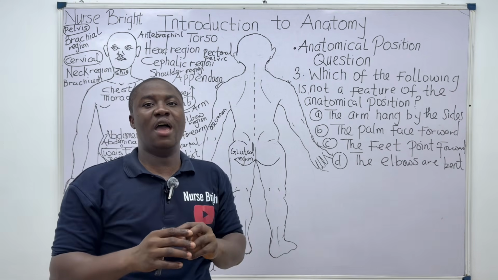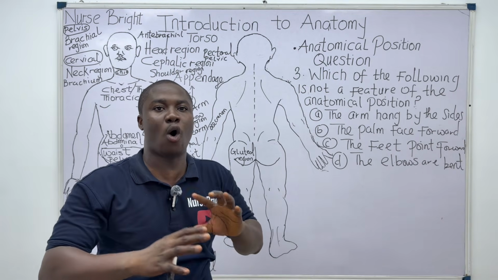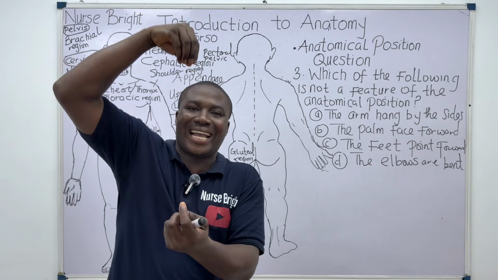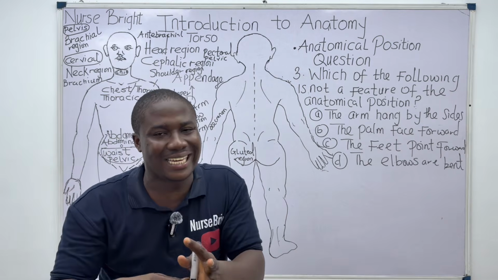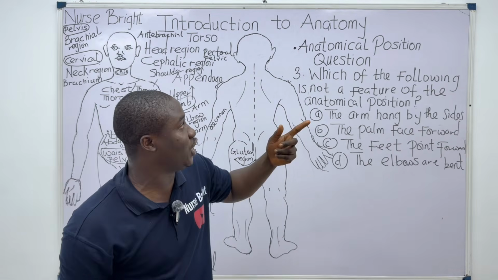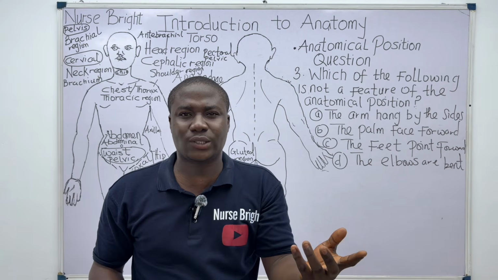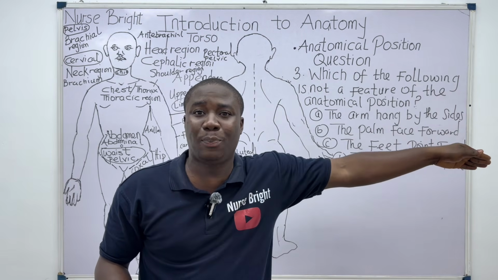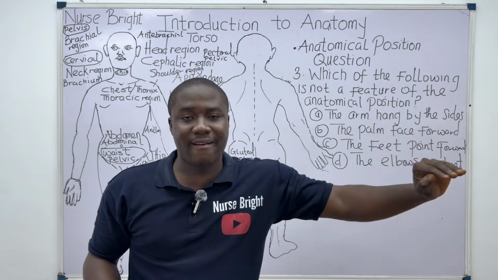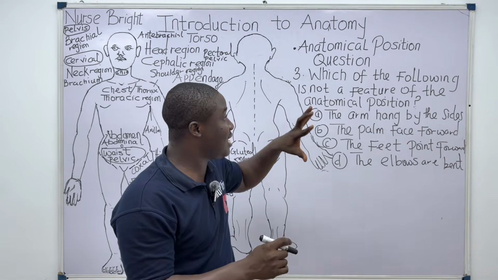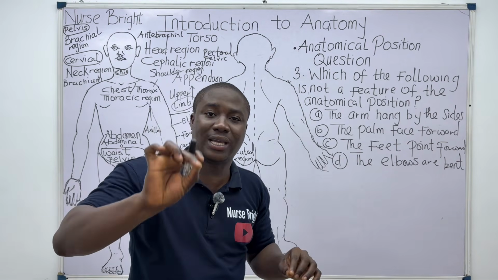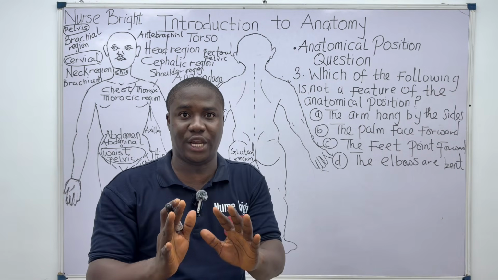We are coming, because I told you that for us to be able to understand where exactly the body parts are located, we need to understand the following, which include number 1, anatomical position. The next we talked about was the anatomical planes, and lastly, directional terms. So you can see that we are still on anatomical positions. We are coming. All right.